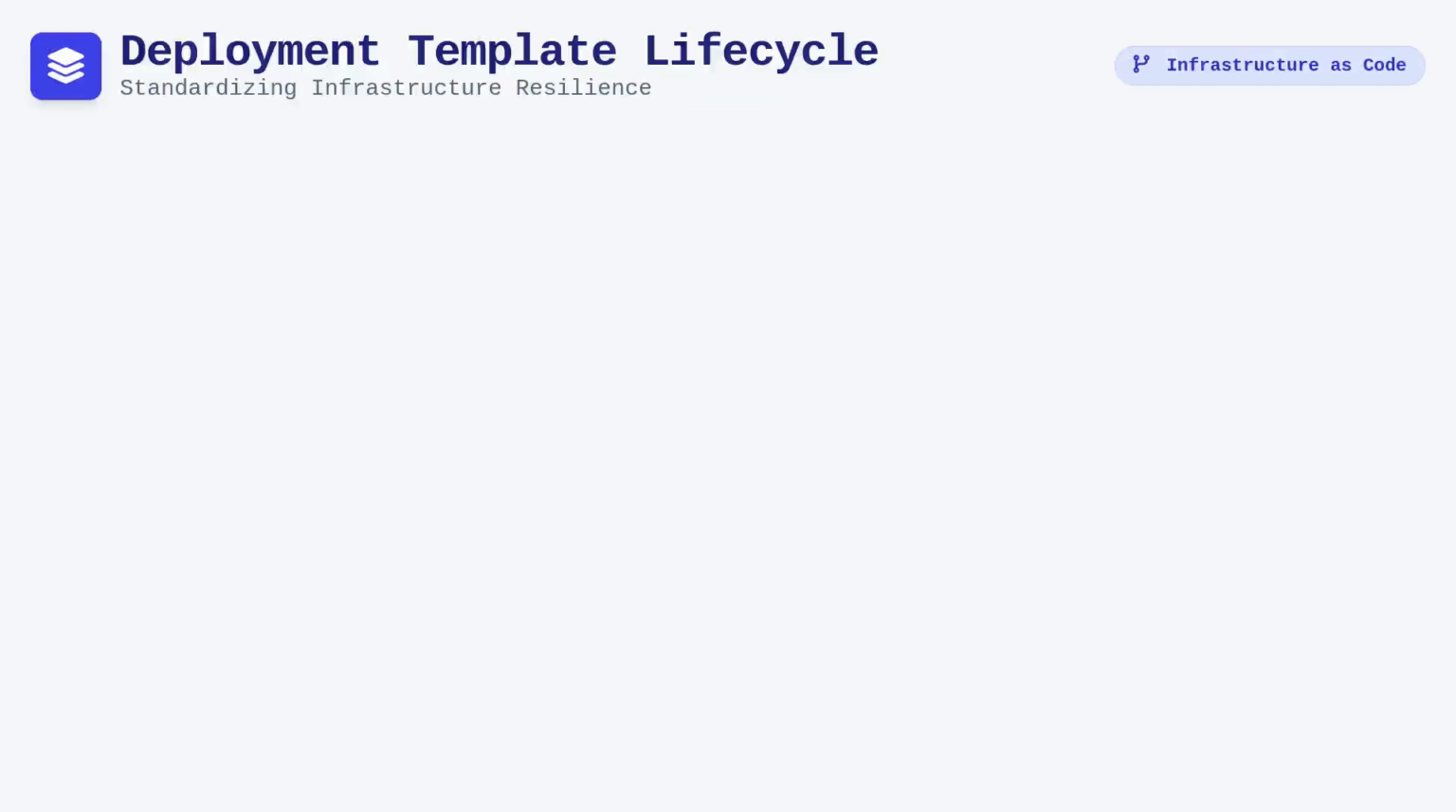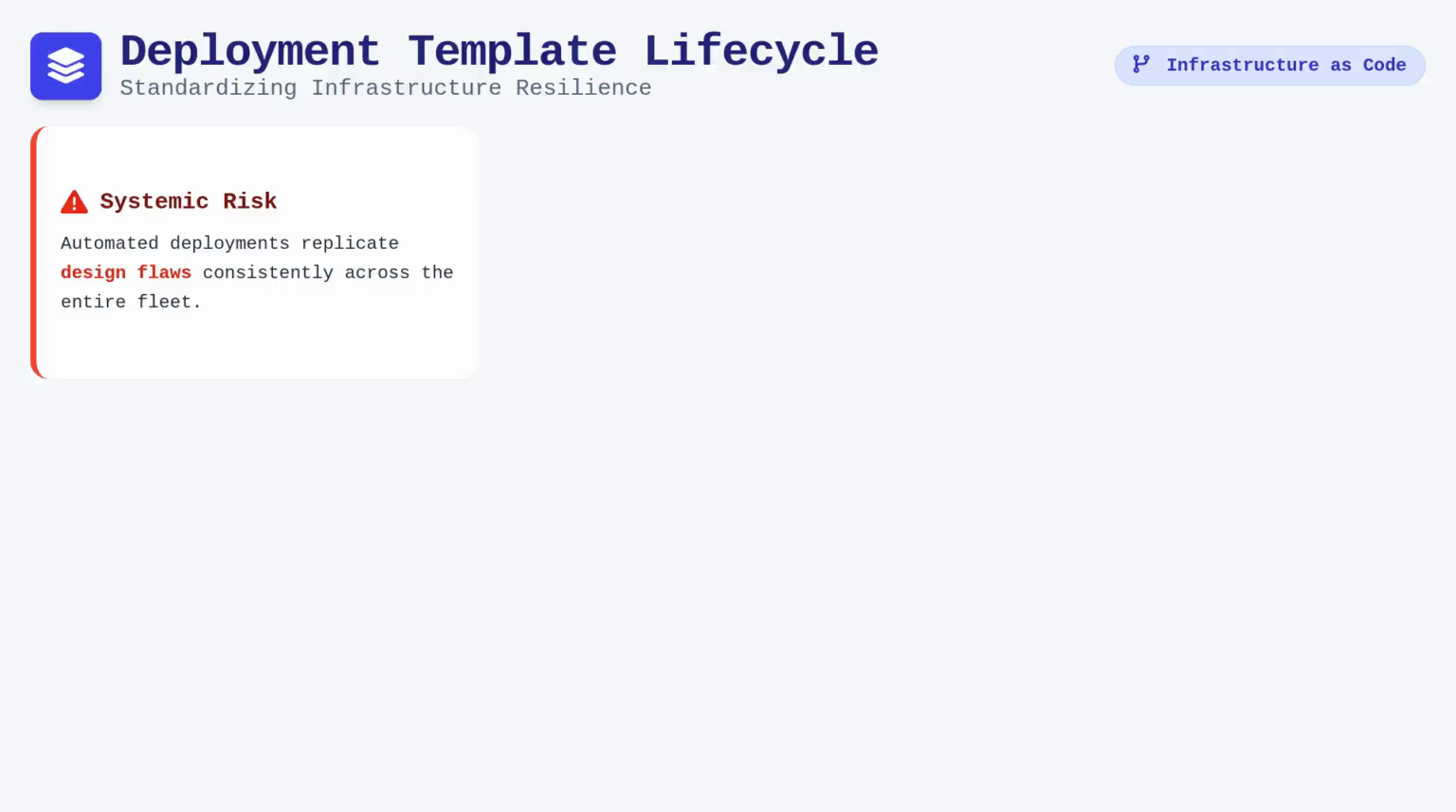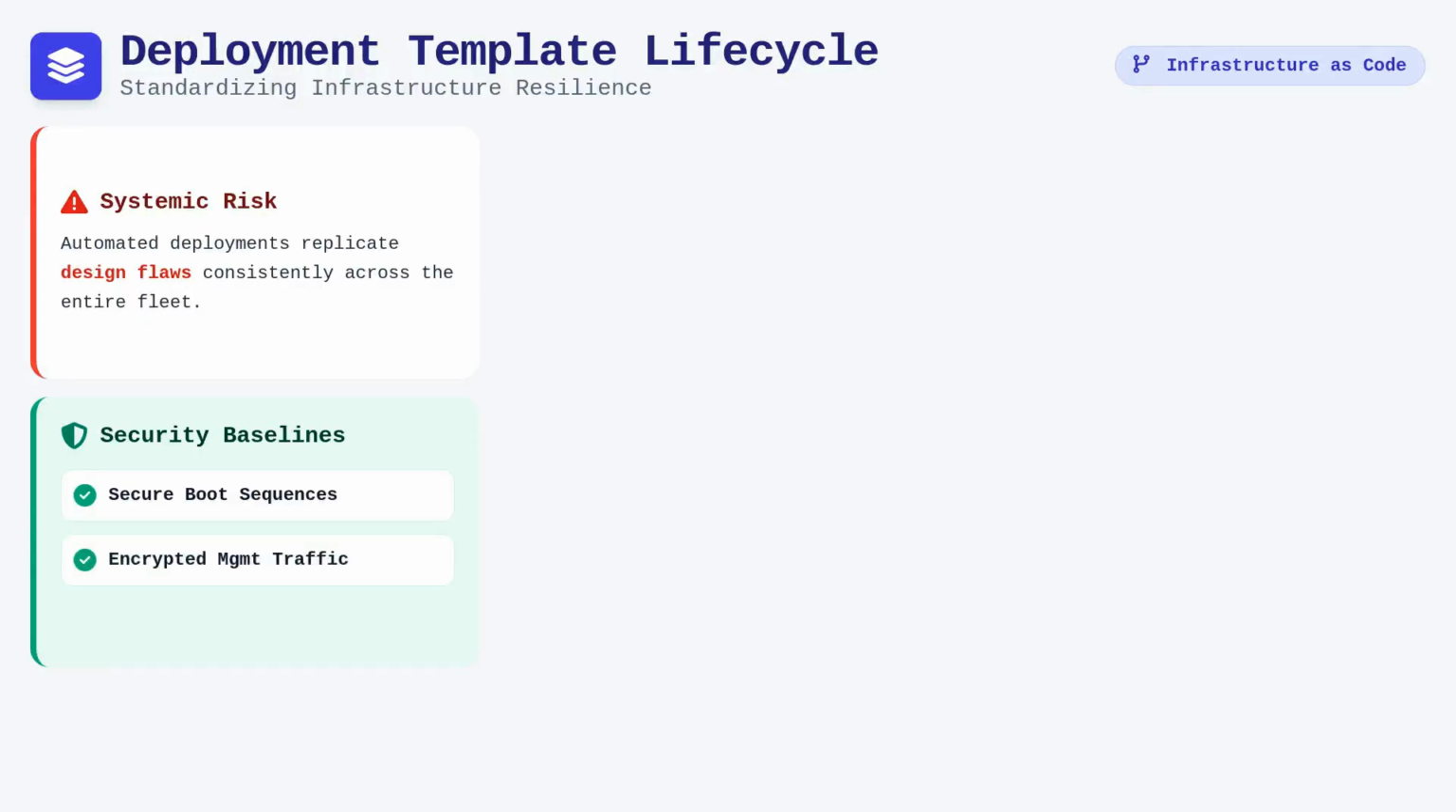Managing the lifecycle of these templates demands a structured approach to performance tuning and security baselines. Because deployments are often automated, any flaw within the template design will be replicated consistently across the entire fleet, resulting in what we might call a systemic misconfiguration. It is essential to integrate these templates with cryptographic baselines that ensure secure boot sequences and encrypted management traffic, rather than relying on legacy default settings.